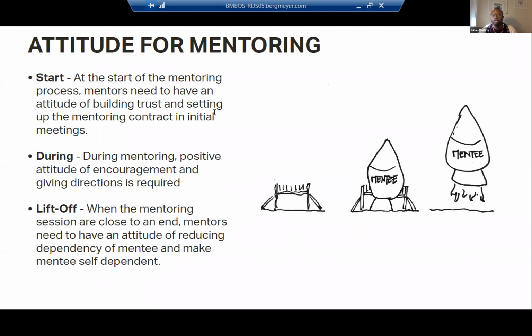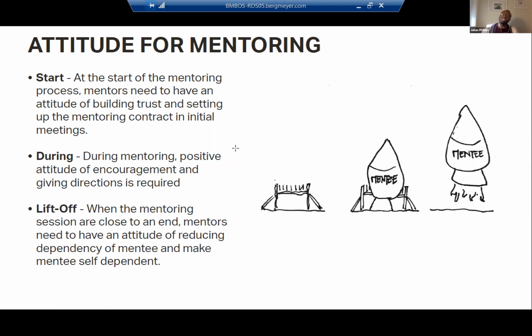Setting up mentoring contracts in the initial meetings is really important, to just setting a ground to what you both intend to get out of the experience. But even during this spaceship process, people are looking at the spaceship and they're like, wow, if this doesn't go into the sky, we're gonna blow up. Everybody's gonna blow up. Like, it's not gonna be great, you know? Even Elon Musk had to be like, you know, there's not a lot of backing from NASA, but I believe in myself. And during the mentoring process, you have to have a positive attitude of encouragement. You want to give directions as it's required. And the most important part is liftoff.